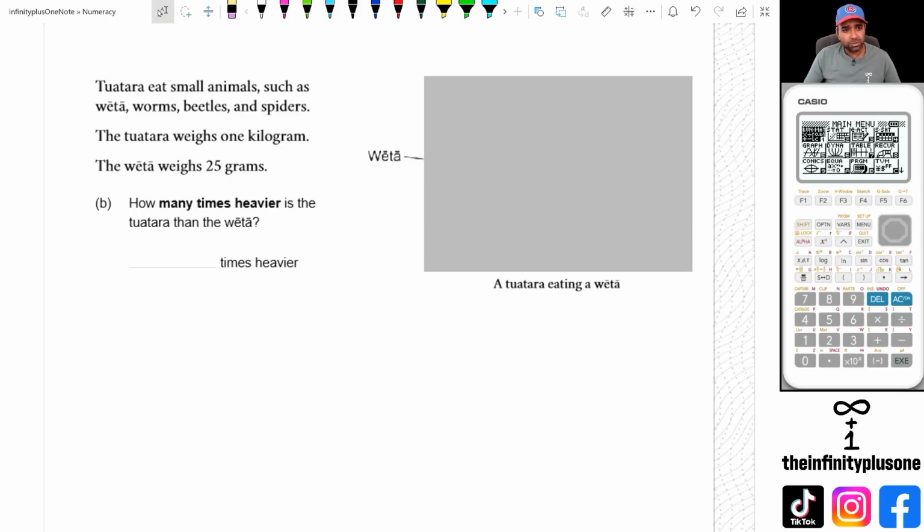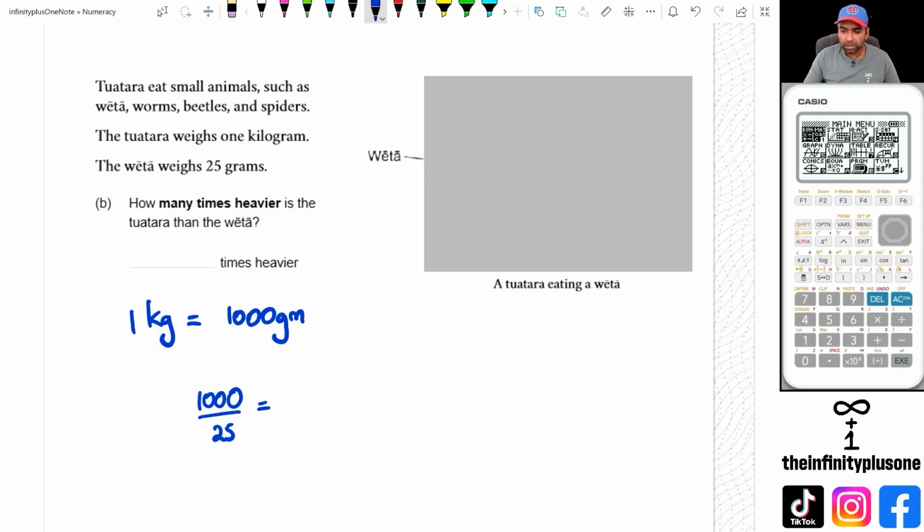Now, part B of this question is saying that a tuatara weighs 1 kilogram. The weta weighs 25 grams. How many times heavier is the tuatara than the weta? So we're going to take 1 kg. We know that 1 kg is 1,000 grams. And if we do 1,000 divided by 25, it is going to tell us how many times heavier the tuatara is compared to the weta.